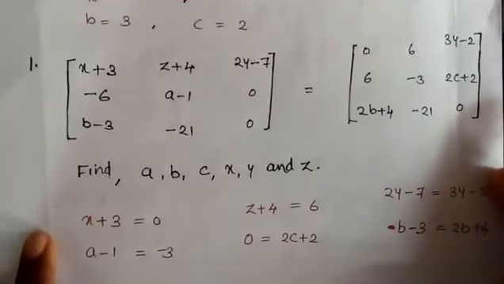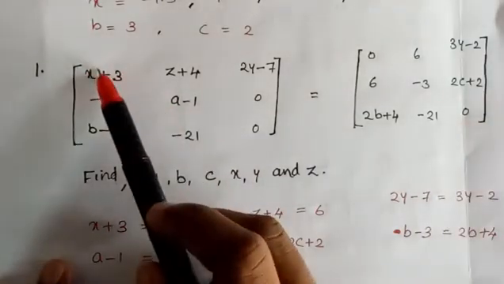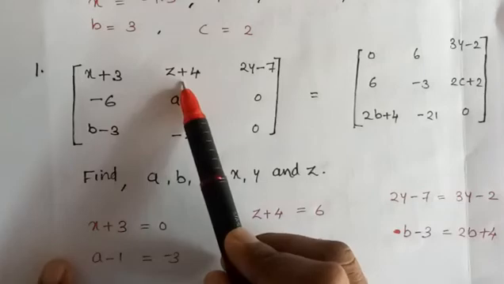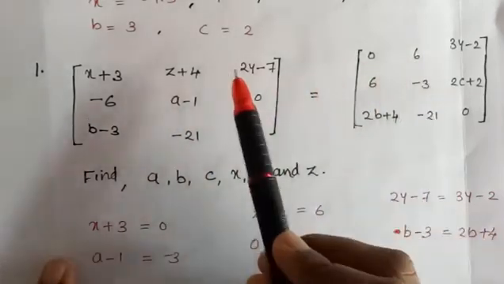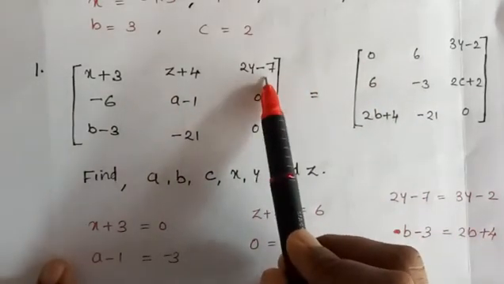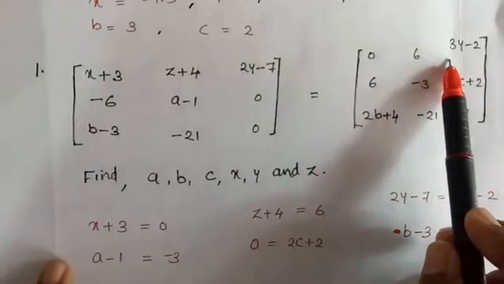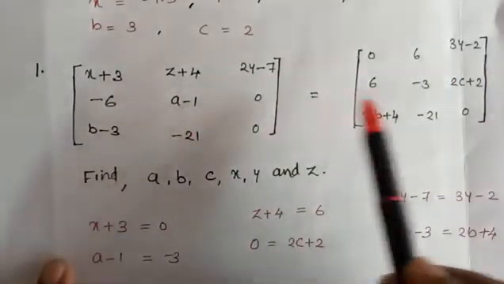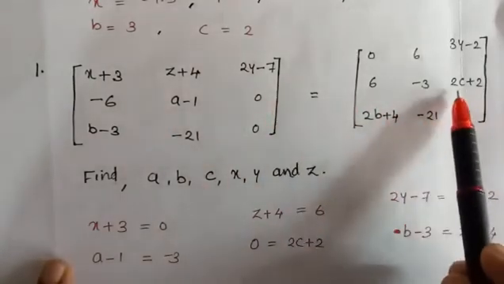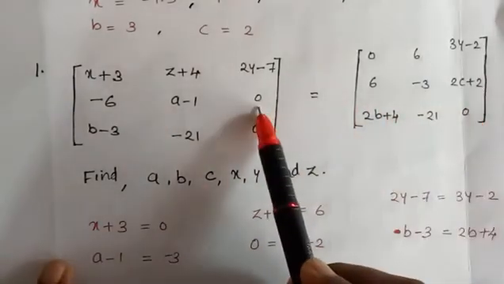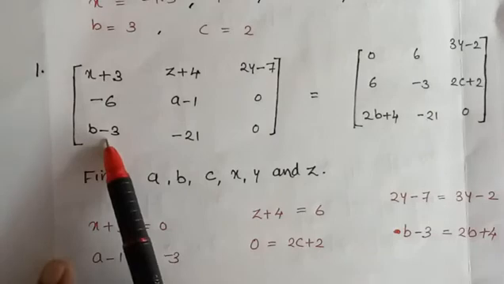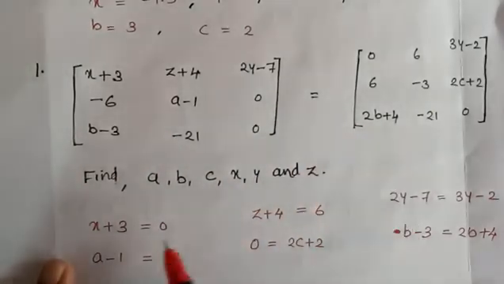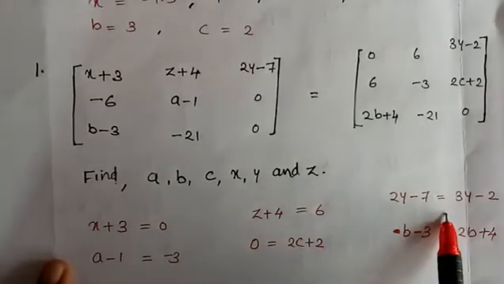So based on that, we can equate X plus 3 equal to 0, Z plus 4 equal to 6, then 2Y minus 7 equal to 3Y minus 2, A minus 1 equal to minus 3, 2C plus 2 equal to 0, minus B equal to 2B plus 4. I have already written these terms like this.